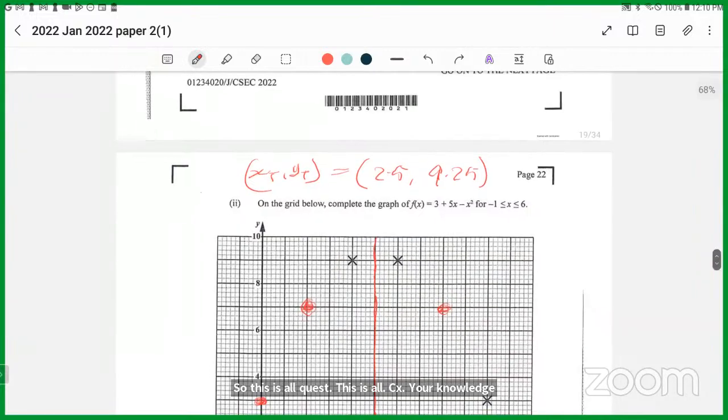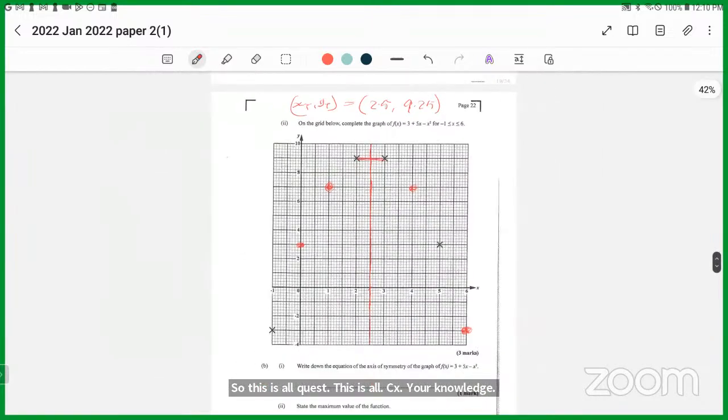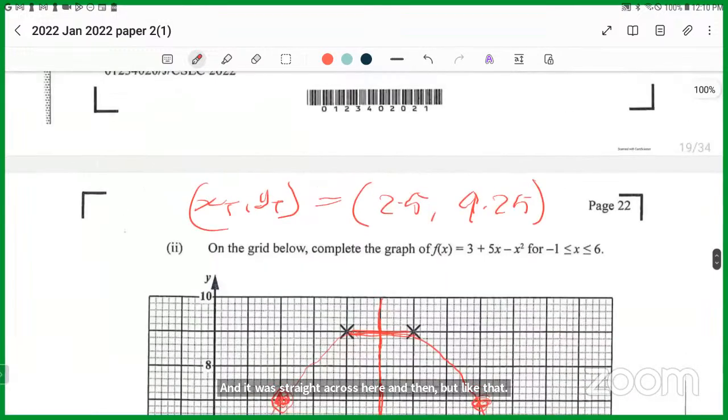Because a lot of persons draw this graph and come straight across here. No, the quadratic graph is a curve. There's no straight line segment on it. It's a curve. So you cannot draw the graph like this. Like that, and then you go straight across here and then come back down like that. No, you must know that the graph goes above these 2 points and comes back down.